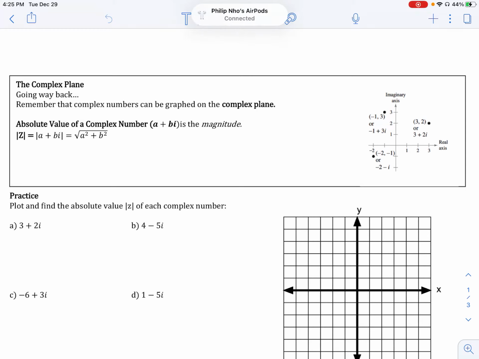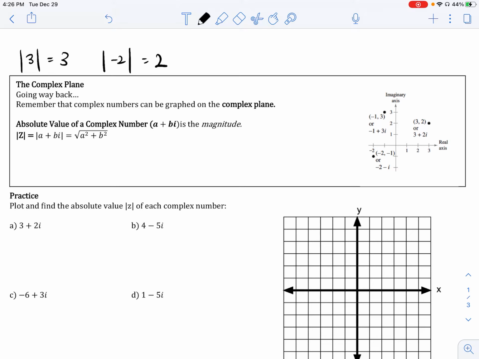Suppose I asked you to find the absolute value of a number. So, for example, if I asked you to find the absolute value of something like 3, we know the absolute value of 3 would just be equal to 3. And if I asked you to find the absolute value of a negative number, something like -2, then we know that the absolute value of -2 is just simply 2.